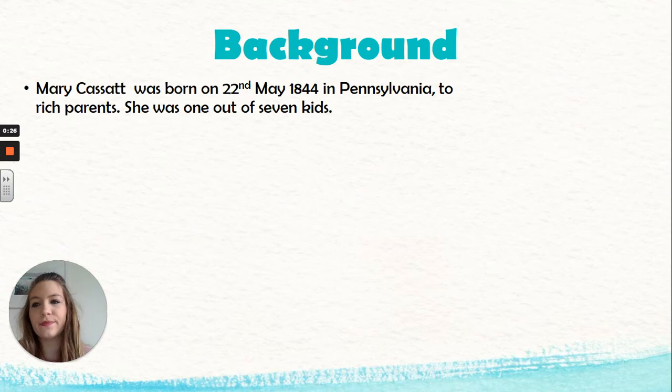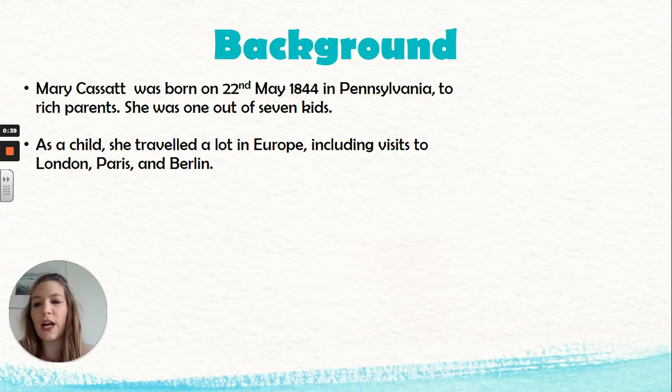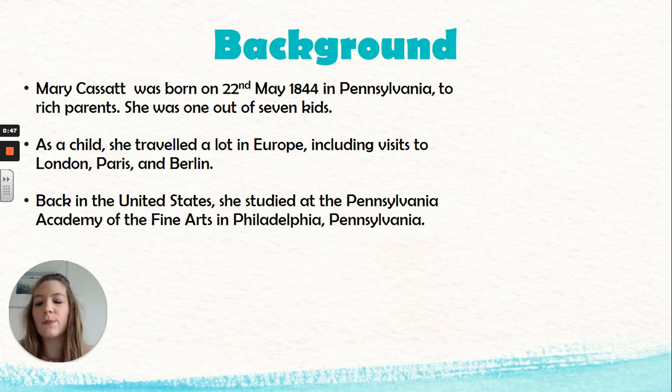Now let's take a look at some background information. Mary Cassatt was born in Pennsylvania, USA on the 22nd of May 1844 to very rich parents. She was one out of 7 children. During her childhood, they travelled as a family around lots of places in Europe such as London, Paris and Berlin. When she returned back to the United States, she studied at the Pennsylvania Academy of the Fine Arts in Philadelphia.